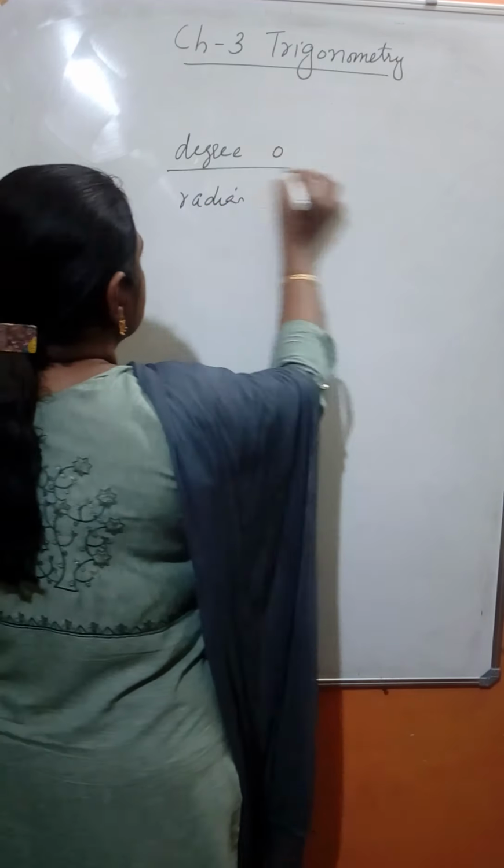At least this much you remember. So 0 degree is the same as 0 radian. 30 degree, how to convert degree to radian? Multiply by pi by 180. So this is the same as pi by 6 radians.